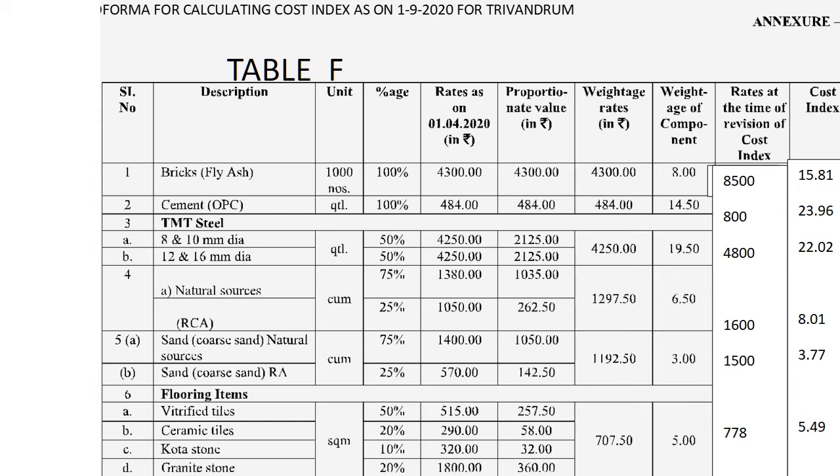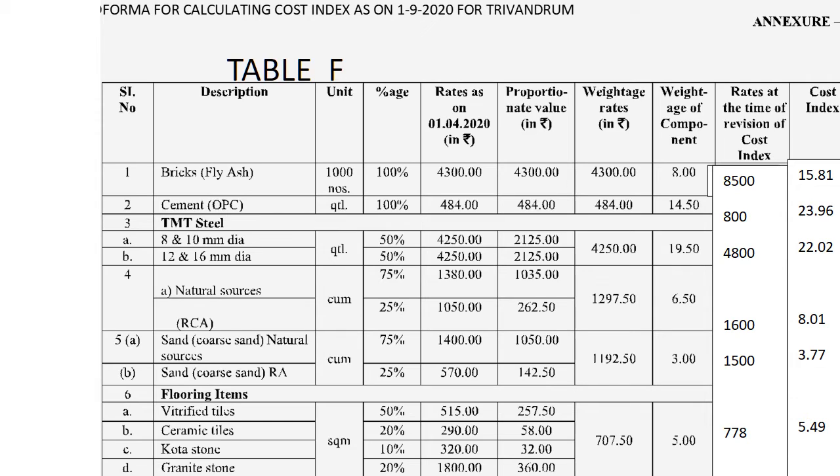Now, the weightage has been decided for the allocation of amount for each component. So here the rate as on 1/4/20 and the weightage is given. First, bricks, it is 4,300 and the weightage is 8. Cement, for 100 kg it is 484 and the weightage is 14.5.